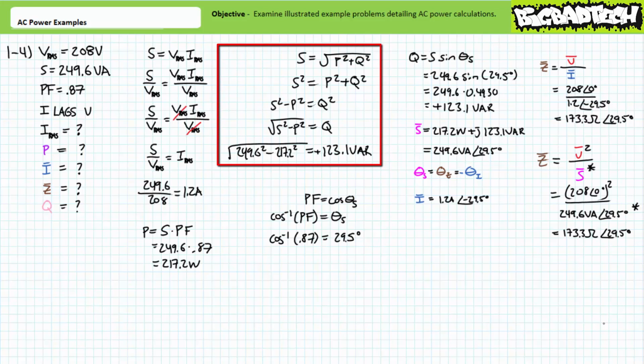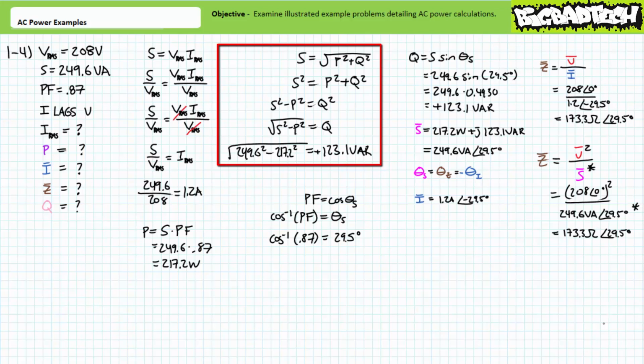Given the magnitude of apparent power squared equals the sum of the squares of real and reactive power, we should be able to algebraically solve for reactive power. Doing so yields reactive power equals the square root of the difference of the squares of apparent and real power. Q equals square root of S squared minus P squared. Substituting in our given values yields a reactive power of positive 123.1 VARs.